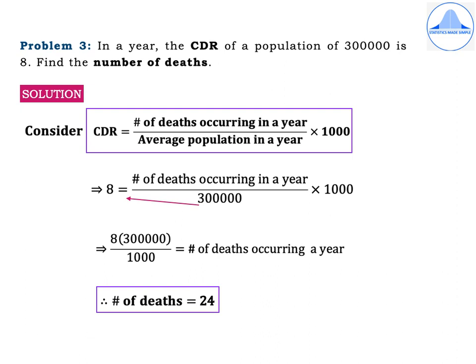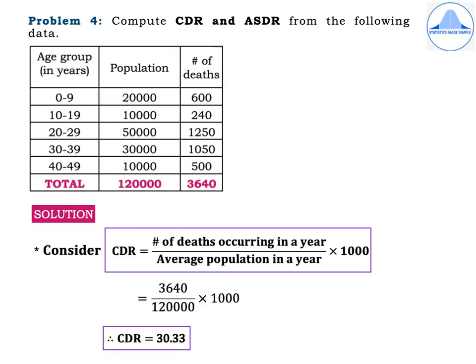Problem 4. Compute CDR and ASDR from the following data. Age group in years are 0 to 9, 10 to 19, 20 to 29, 30 to 39, 40 to 49. Population values are 20,000, 10,000, 50,000, 30,000, 10,000. And the corresponding number of deaths in each of the age groups are 600, 240, 1,250, 1,050 and 500.